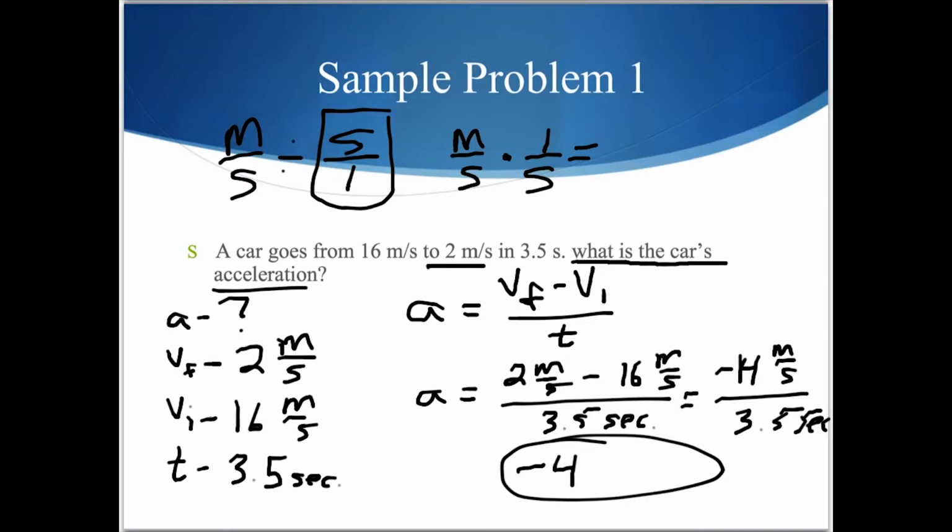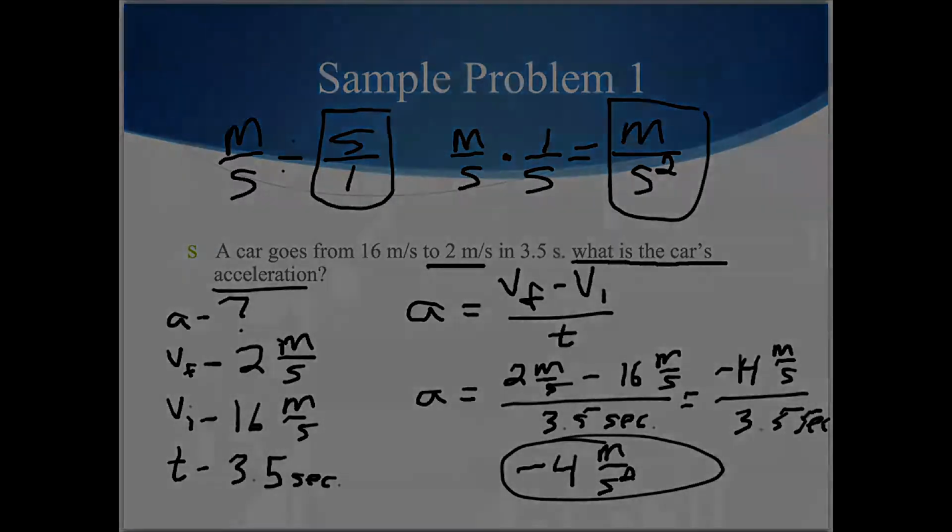And then multiplying this, we just multiply straight across what's on top. So m times 1 is just m, because anything times 1 is the same. And that's going to be over s times s. That's actually s squared. And that's our unit, meters per second squared. So make sure you always get the units right here too. It's in meters per second squared. -4 meters per second squared.